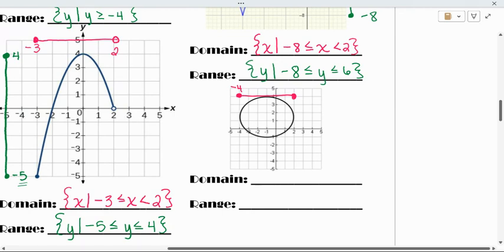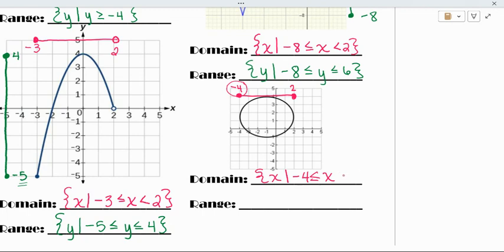So -4 to 2. Avery, I want you to tell us what the inequality is going to be for this. I'll get you started. X such that, what's the smallest number? So -4. Because it's a closed circle, are we going to use the less than or the less than or equal to? Good job. Less than or equal to x. And what's the largest number? Closed circle. So what symbol is that? Yes, ma'am.